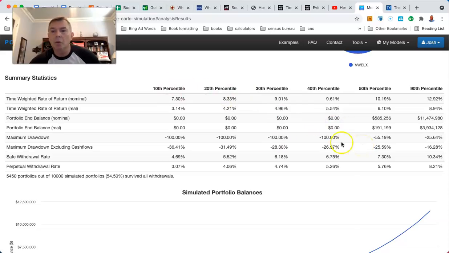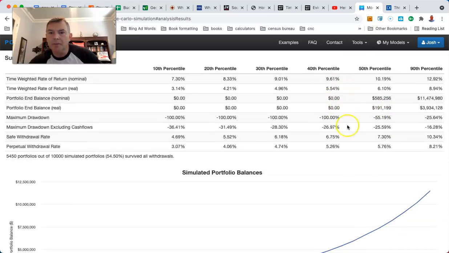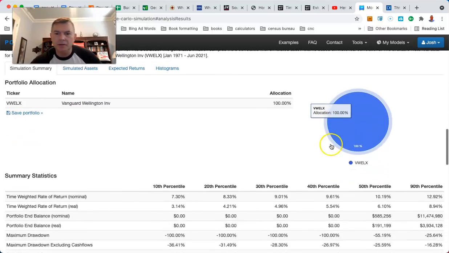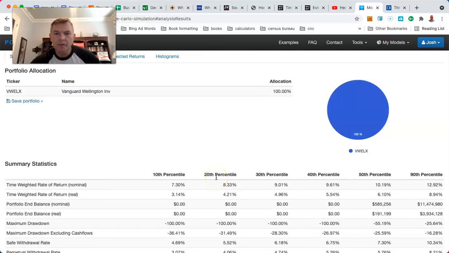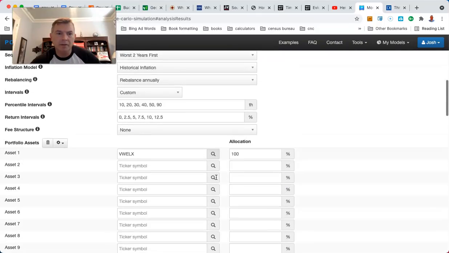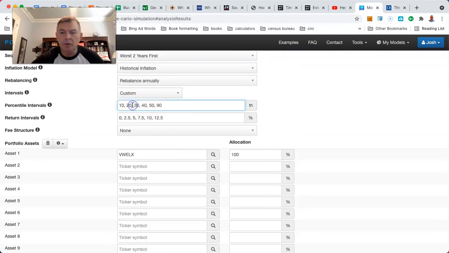I changed it. So we ran out of money in the 40th, 5th percentile, but in the 50th percentile, we still had $200,000. And in the 90th percentile, I want to get rid of that 91. That's confusing. So let's do this. Let's do 10, 30, 50. That's probably more like it. Let's do 10, 30, 50. Yeah, let's get rid of 20. That's too much on the downside.